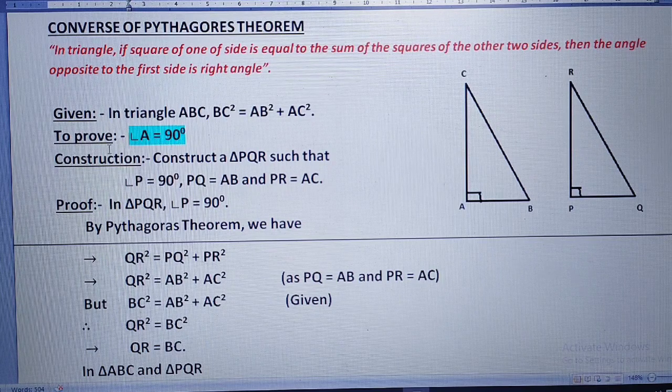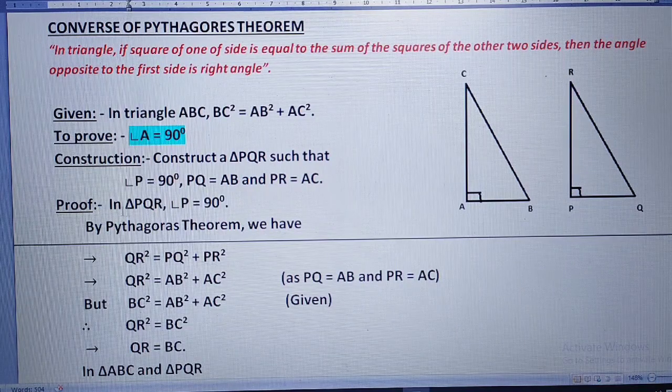For this proof, one construction is required. Construct another triangle PQR such that angle P is equal to 90 degrees, PQ is equal to AB length, PR is equal to AC length. So here is another figure, triangle PQR. First you draw PQ, at P draw 90 degrees, that means draw this right angle triangle PQR, angle P 90 degrees, PQ length equal to AB length, PR length equal to AC length. Now you have to compare these two triangles for the proof.